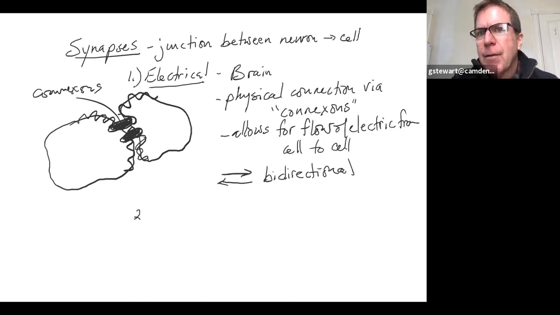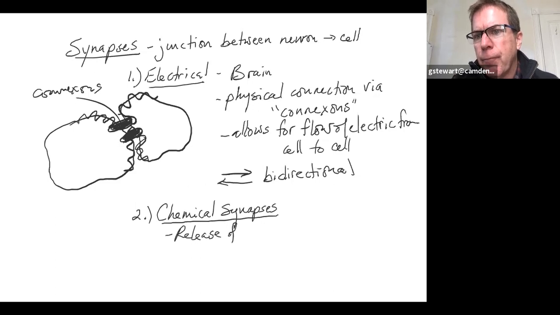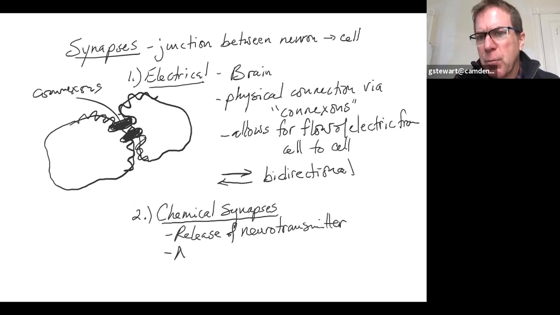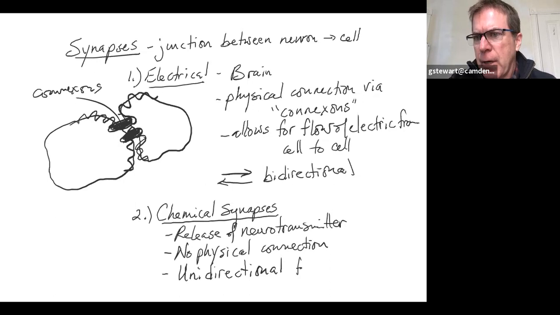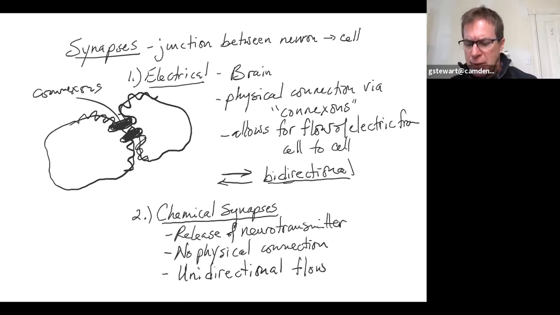The second type of synapse are called chemical synapses. That's what you know and we've been talking about for the last few weeks. In chemical synapses there's a release of a chemical called a neurotransmitter. So there is no physical connection between the cells. There's a space. There's always a synaptic cleft. And when that chemical is released into that space, it diffuses across that cleft and binds to receptors on the postsynaptic cell, and then something happens. This is always unidirectional. So the communication always goes from the presynaptic cell to the postsynaptic cell. So I'm just going to write unidirectional flow as opposed to bidirectional in electrical synapses.